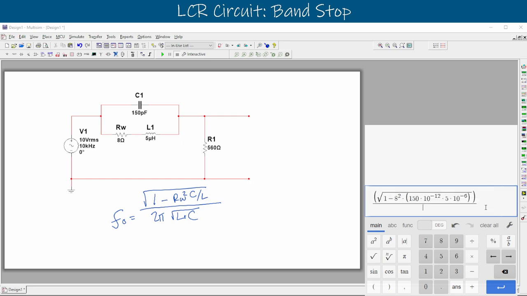And then we can divide that entire thing by our 2 pi square root LC. Let's put that down there. We'll say 2 pi times the square root of the inductor times the capacitor. That was that 5 times 10 to the negative 6. And then that would be multiplied by our capacitor, 150 times 10 to the negative 12. And that is our total frequency equation here.